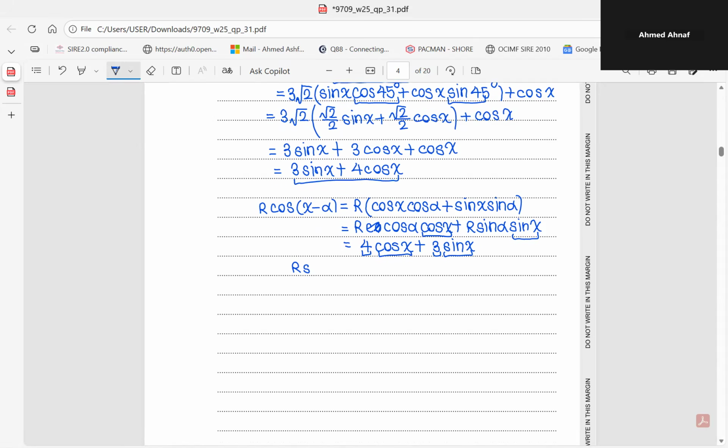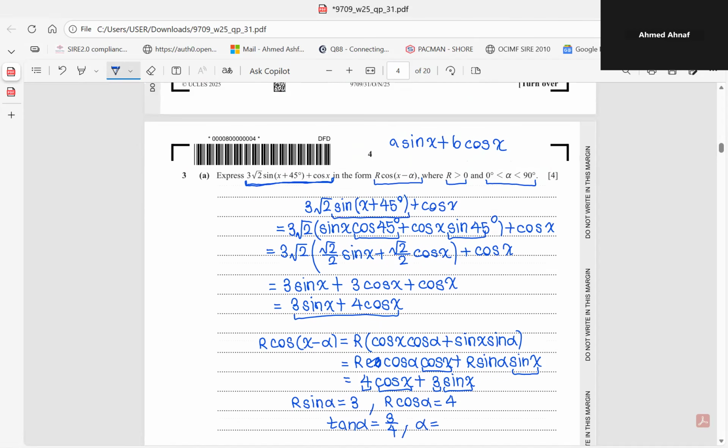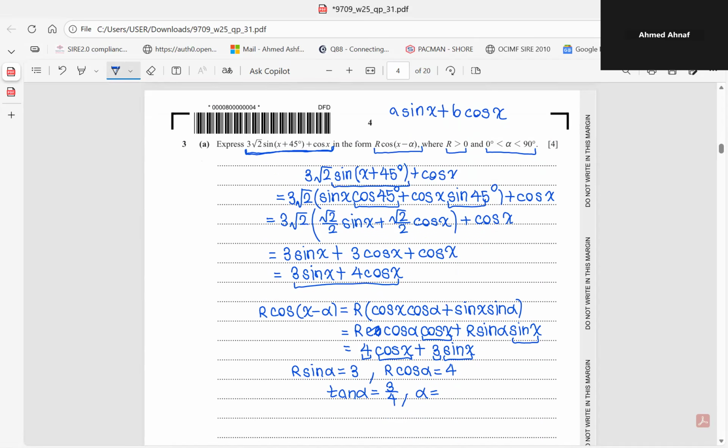So R sine alpha is 3, R cosine alpha is 4. So what we can do, we can divide these two. R sine alpha over R cosine alpha, you get tangent alpha. So tangent alpha is 3 over 4, and you can get your alpha as just tangent inverse 3 over 4. And when you're getting your alpha, make sure it's in degrees since the domain is given in degrees.